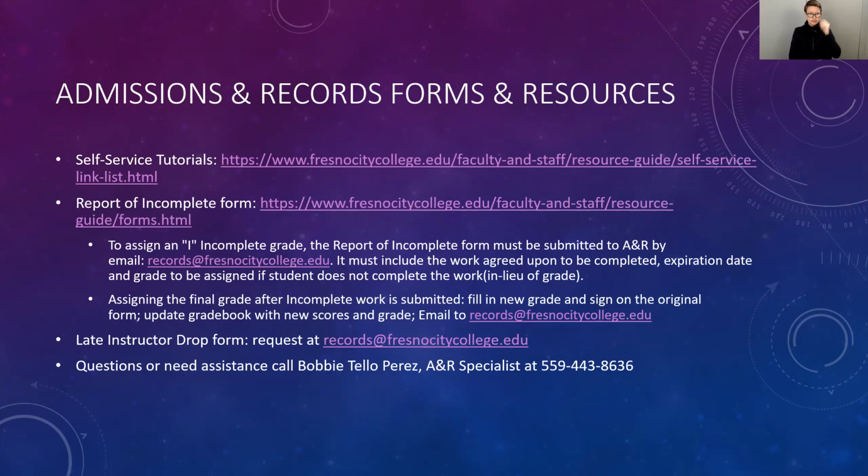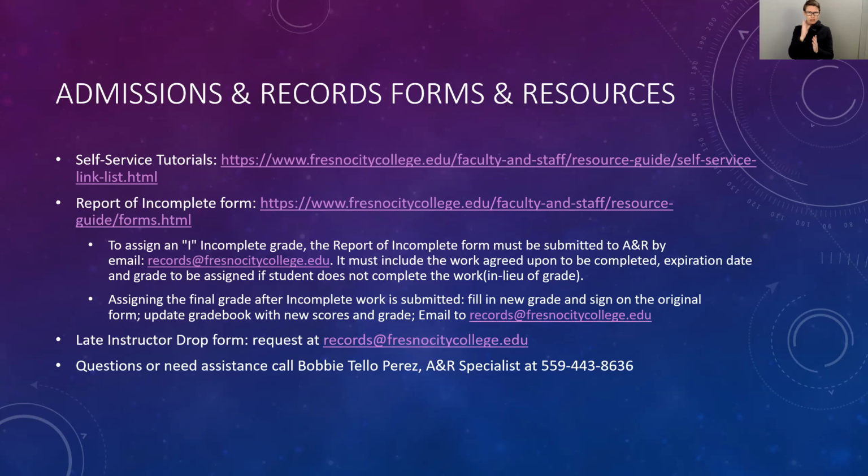So here are some little resources for you guys. Self-service tutorials are there on our website, but we've also listed the link here for quick access. Report of incomplete form, there's the link there for it. To assign an incomplete grade, you would give them an I. The report of incomplete form must be submitted to our office by email, which is records@fresnocitycollege.edu. Just about any request in reference to grades will be going to records at fresnocitycollege.edu.